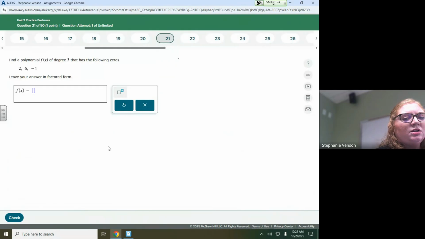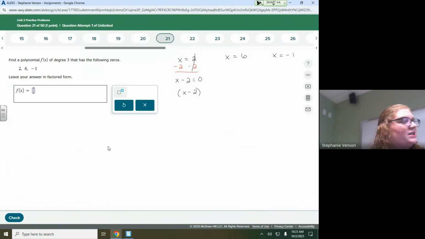So x equals 2, x equals 6, and x equals -1. And we have to figure out the factors from that. So what would x equals 2 have come from? X minus 2. That's right. And remember, you're basically setting it equal to 0 to get the factor. So you could subtract 2 from both sides and you would have x minus 2 equals 0. So that's how you can say that x equals 2 comes from a factor of x minus 2.